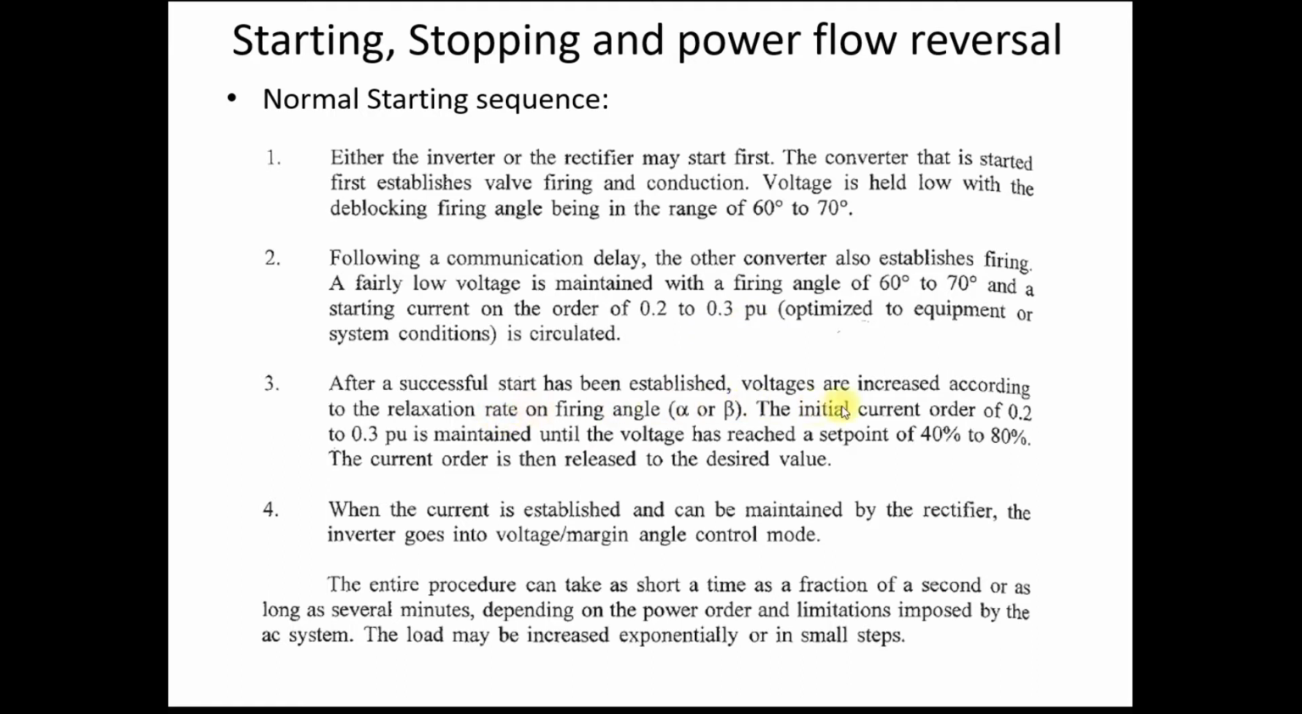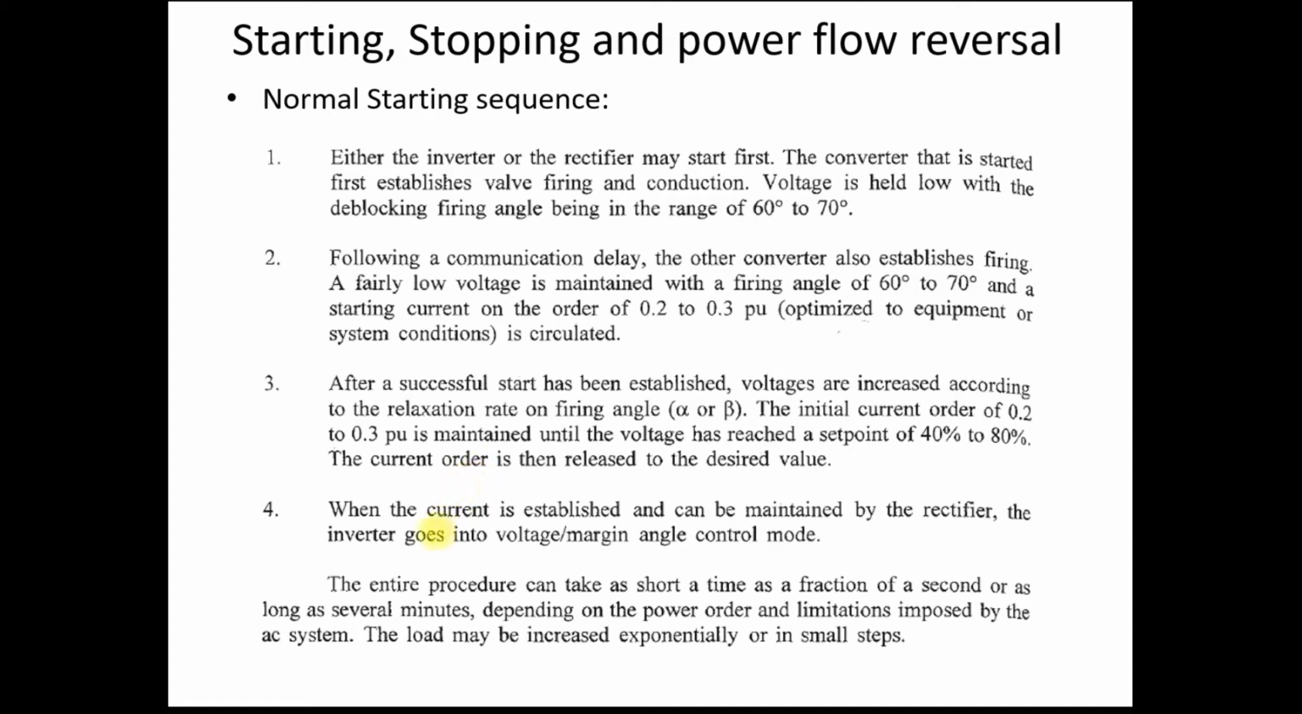After that, the voltage is increased according to the relaxation rate on the firing angle. The initial current order we have selected, 0.2 to 0.3 per unit, is maintained until the voltage has reached the set point of 40 to 80%. Once the voltage reaches 40 to 80% of the rated value, up to this point you maintain the initial current order of 0.2 to 0.3 per unit. After that, you change the current order as per the requirement. That is the third step.